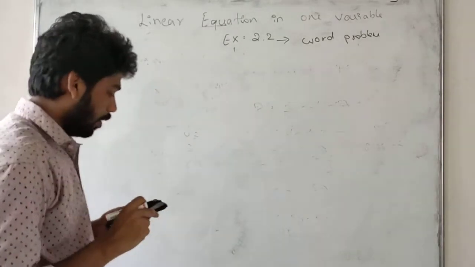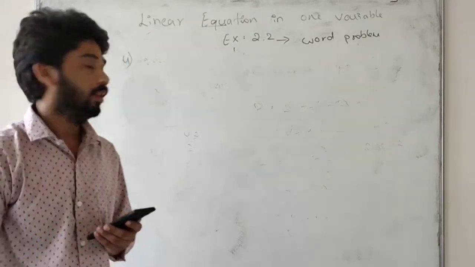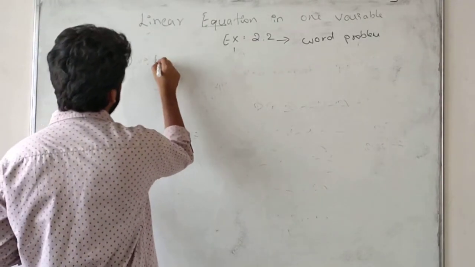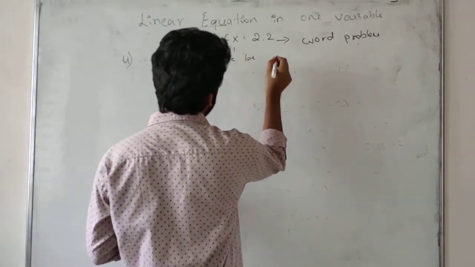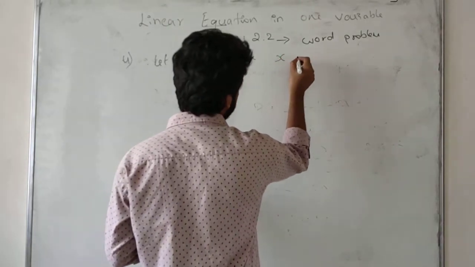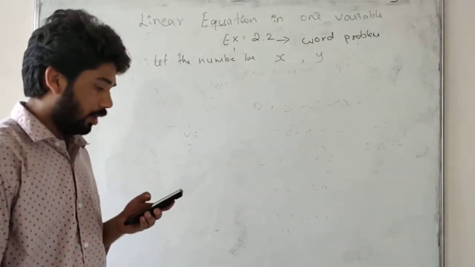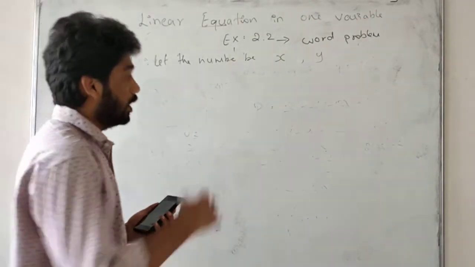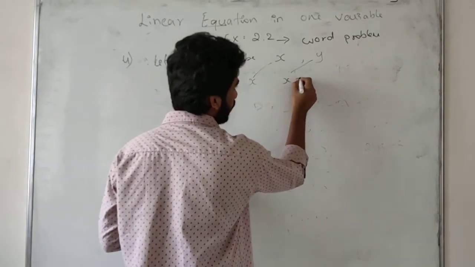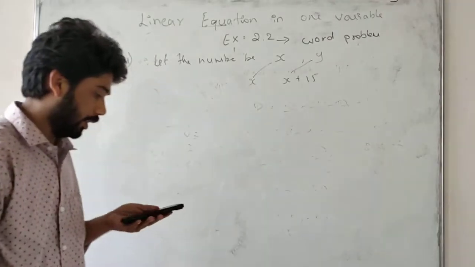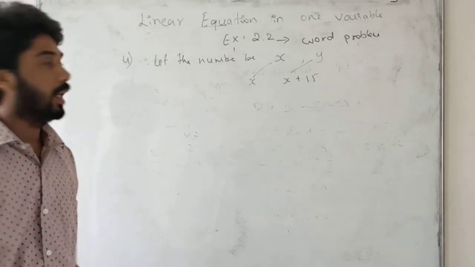The sum of two numbers is 95. One number exceeds the other number by 15. Find the numbers. Let the two numbers be x and y. If one number exceeds the other by 15, then if one number is x, the other, exceeded by 15, is x plus 15. So we have to find the numbers. The sum of the two numbers is 95.